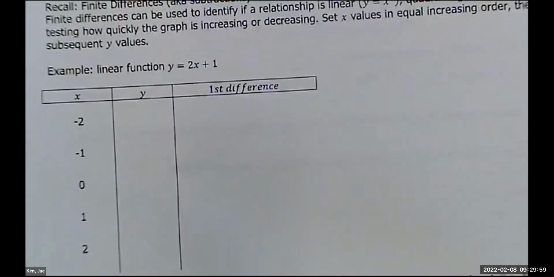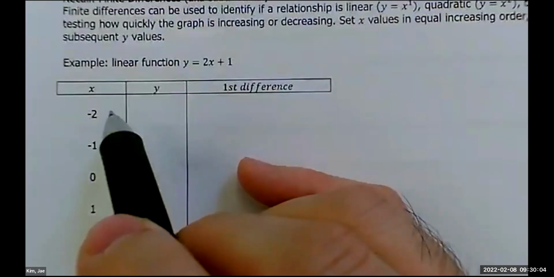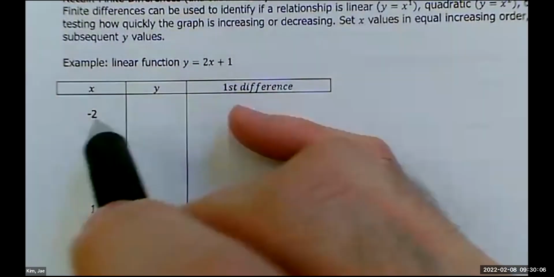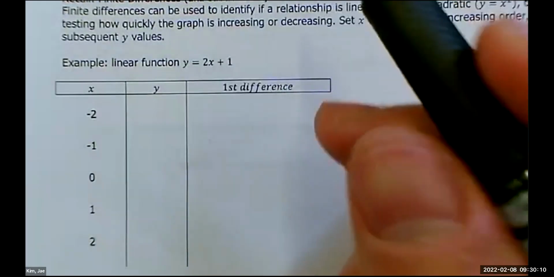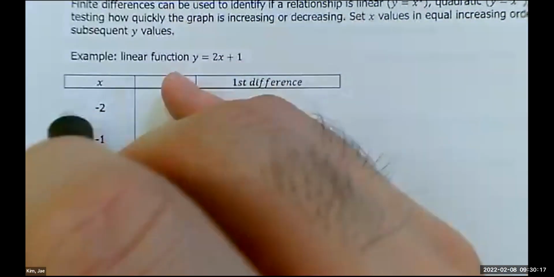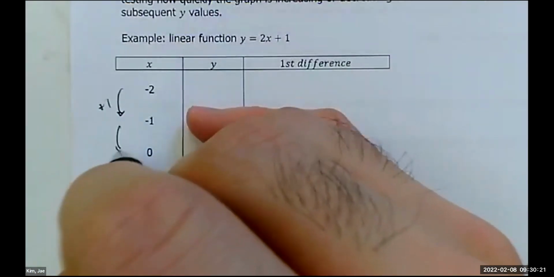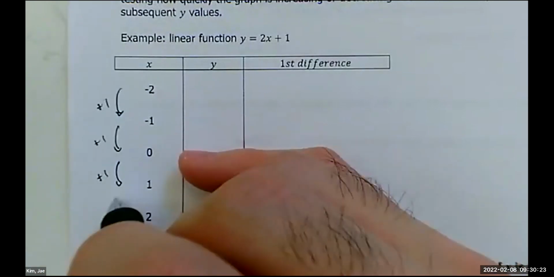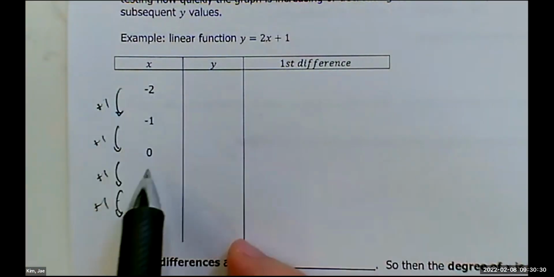Finite differences are literally taking the y values when the x values are increasing proportionally, and then subtracting them just to see something special going on. So notice that the x values are increasing by 1. The x values are continuing to increase by 1, so it is proportional. With me so far?